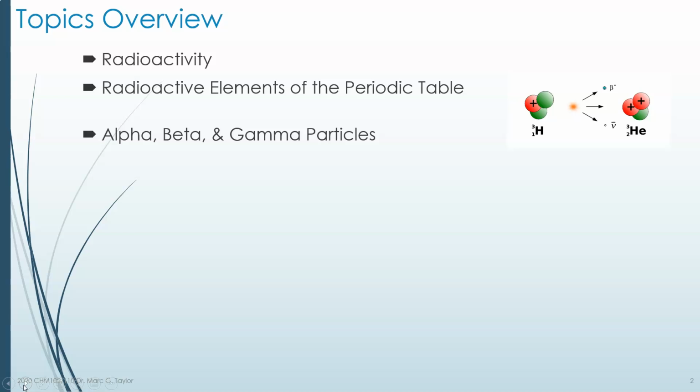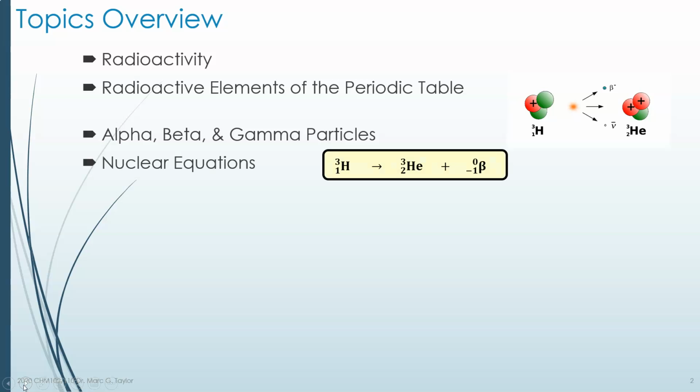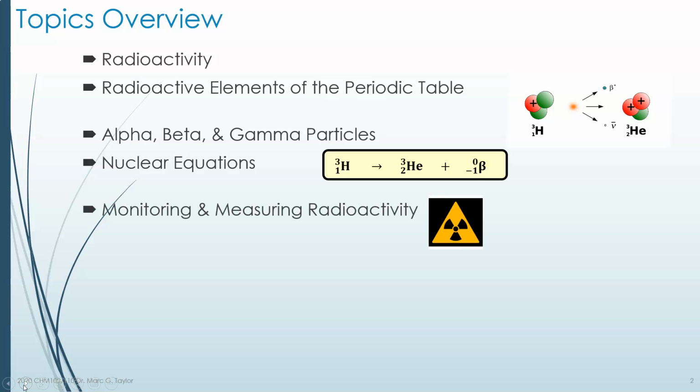We'll talk about the types of particles that are released from radioactive elements. There are many different types of particles. We'll focus on three of them, the alpha, beta, and gamma particles. We'll talk about nuclear equations. This is an example of one shown here. Nuclear equations are similar to chemical equations, but now we are only focusing on the nucleus of atoms and how those nuclei change during a nuclear reaction.